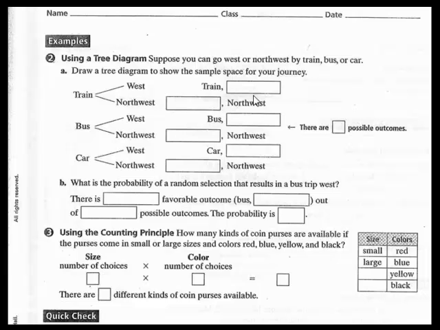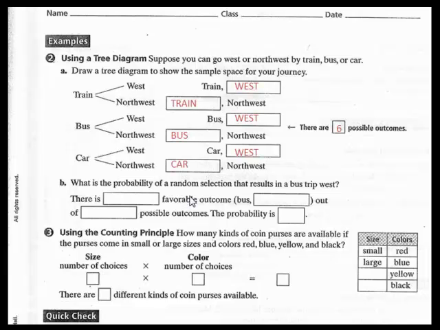We have a train that's heading west, then we have a train that's heading northwest, next we have a bus heading west, and then a bus heading northwest. Next we have a car heading west, and a car heading northwest. That gives us a total possible outcome of 6 outcomes.